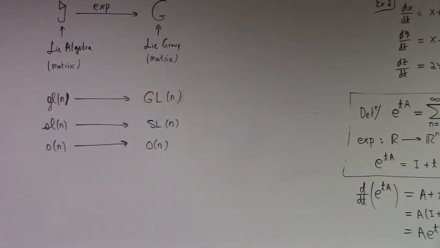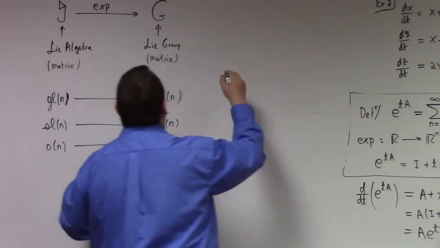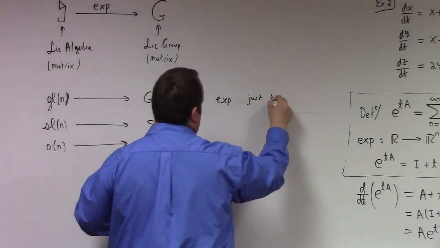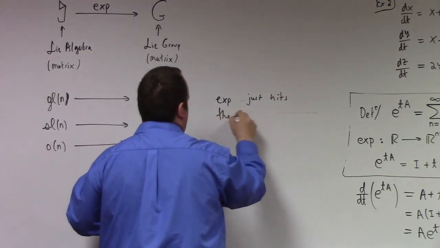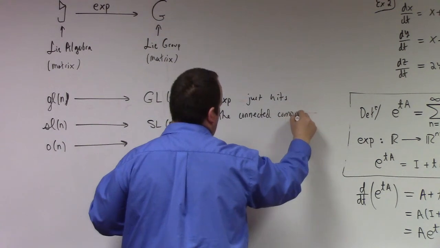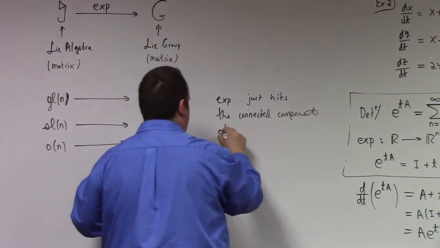So the basic story is that you use the lowercase letters for the Lie algebra, the uppercase letters for the Lie group. And what I said is a lie. The exponential doesn't get you to everything. In fact, the exponential just hits the connected component of the identity.